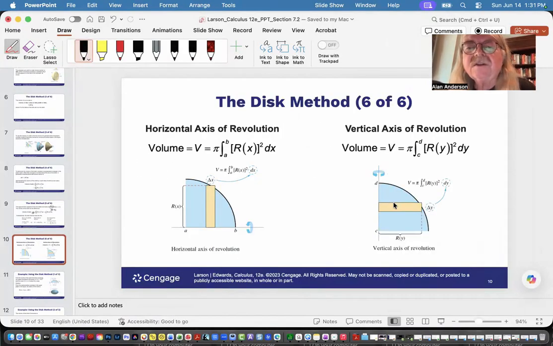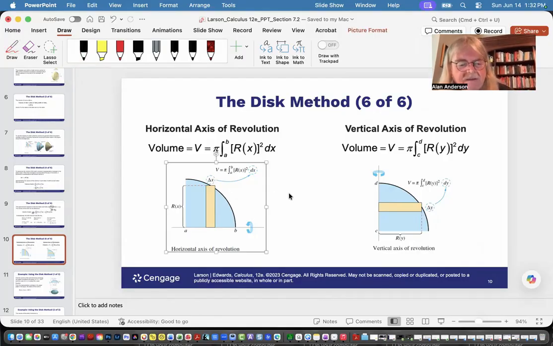By the way, they are also mentioning here that you can actually rotate your shape around the horizontal axis or the vertical axis. You'll probably want to do the one that makes it the most straightforward because sometimes the formula in terms of x is extremely messy. You might be able to simplify it by rotating it around y or vice versa. So that's why it's good that there's an option here. But what they want you to see here is this.